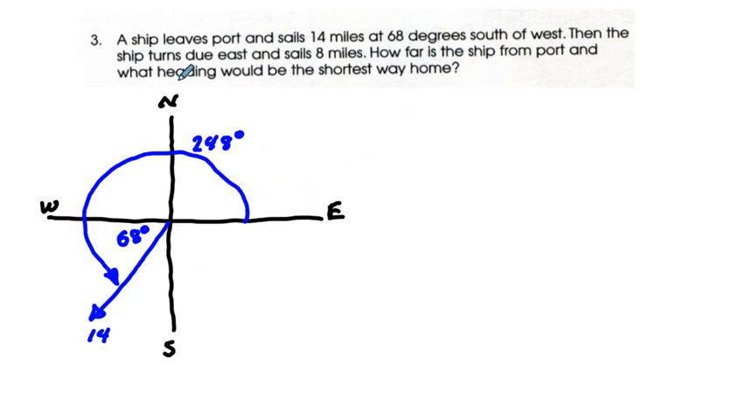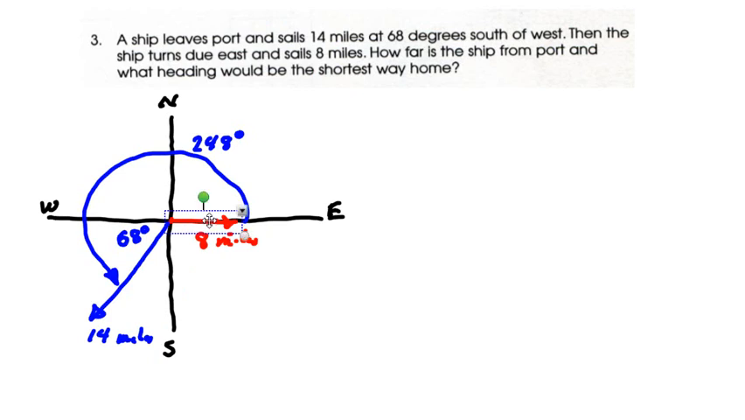And next it says, then the ship turns due east and sails 8 miles. And so we go like this, 8 miles due east right here. So that's going to be 0 degrees, because that's exactly the initial side. So that's going to be 8 miles. So we have down here 14 miles and then 8 miles, and the composite of those two is going to get us where we need to go.